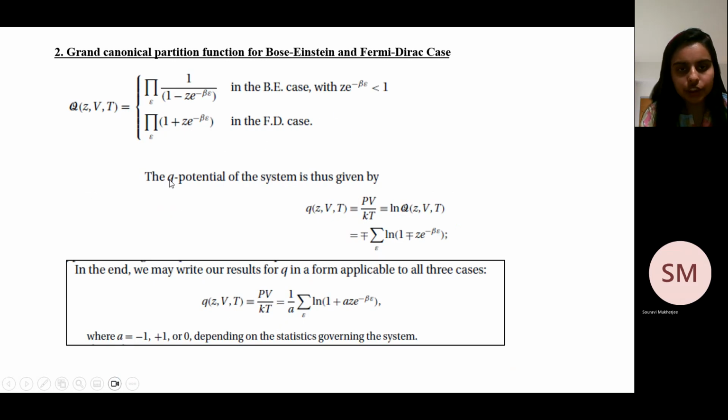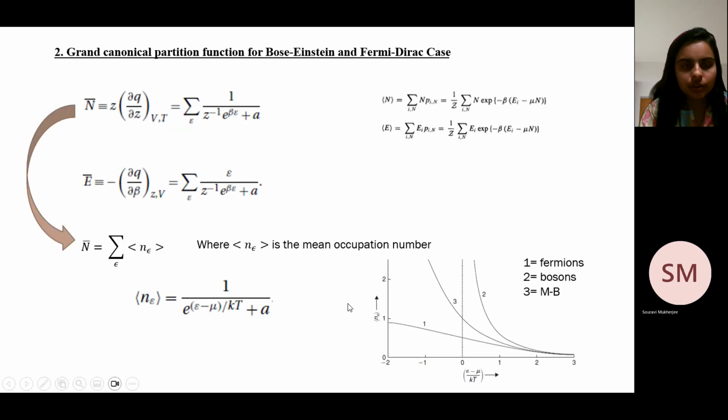And from there, you can define the Q potential of the system given as PV by KT. And these are the different values of A, which corresponds to the different kinds of particles. So this lies at the heart of how you can use the quantum mechanical description based on the ensemble theory, and how you can extend it to quantum mechanical systems and find the different thermodynamic variables.